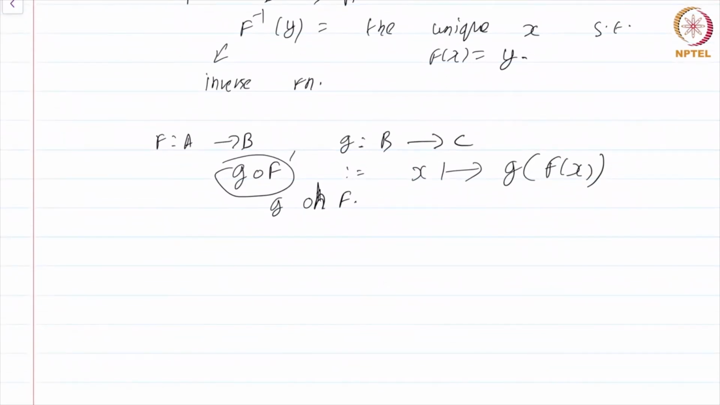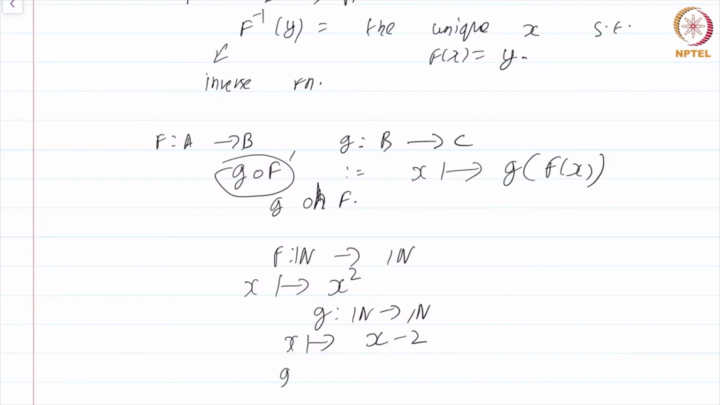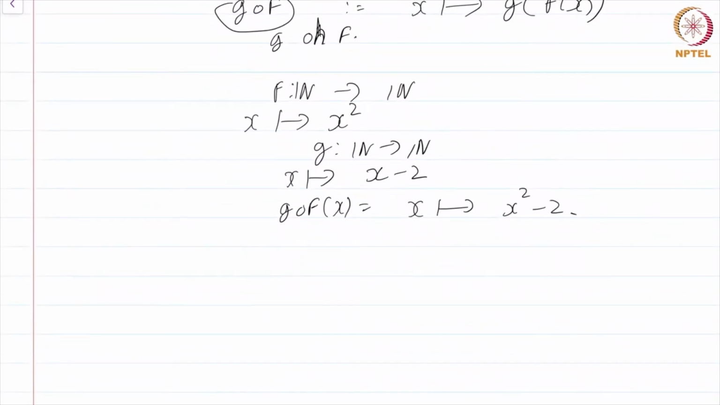Okay. So an example of this is, suppose you have a function f from N to N that's given by x squared, and a function g from N to N given by x minus 2. So this is x goes to x squared, this is x goes to x minus 2. Then g o f of x is nothing but the function x maps to x squared minus 2. You first apply the function f and then apply the function g. Now, an exercise for you.